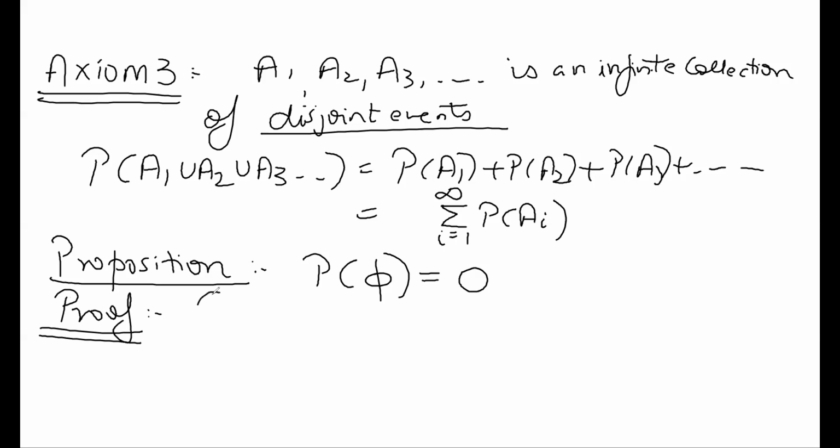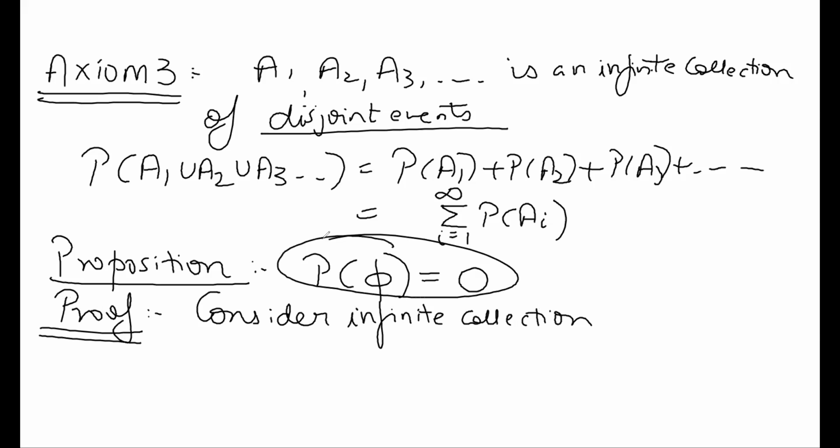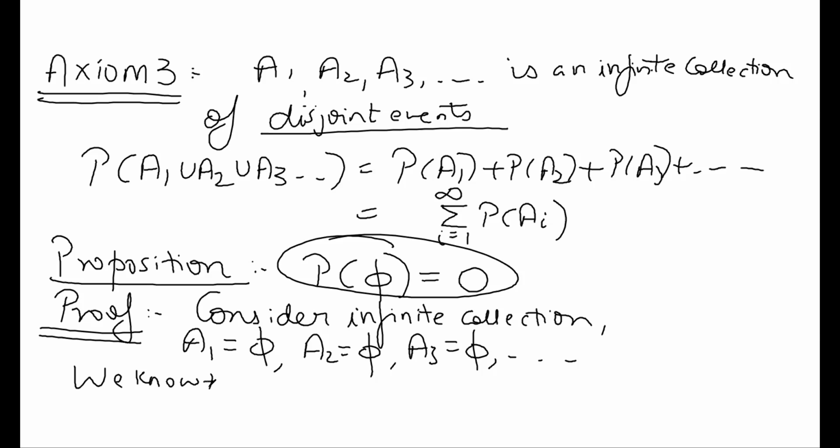Okay, consider the infinite collection. We are using axiom 3 to prove this. Suppose A1 is phi, A2 is also phi, A3 is also phi, and so on. Now, we all know that phi union phi is equal to phi, and phi intersection phi is also equal to phi.